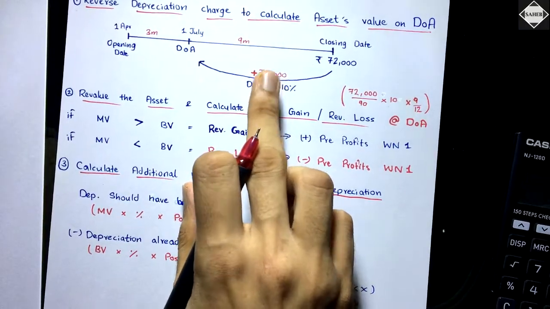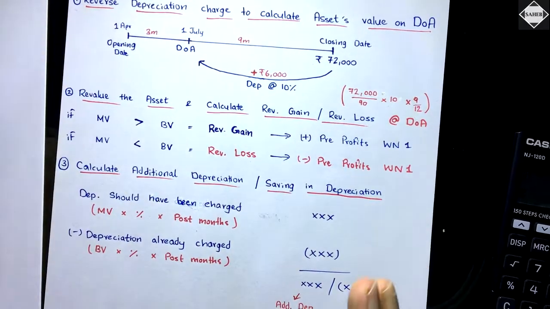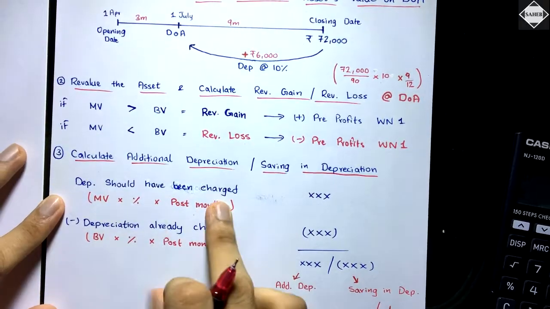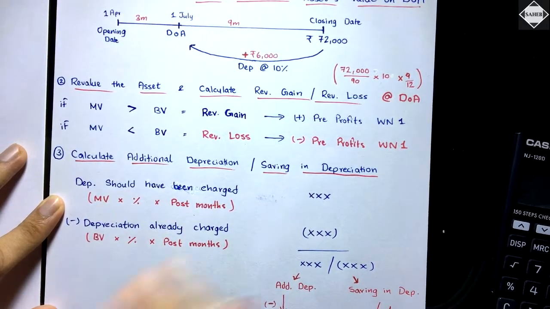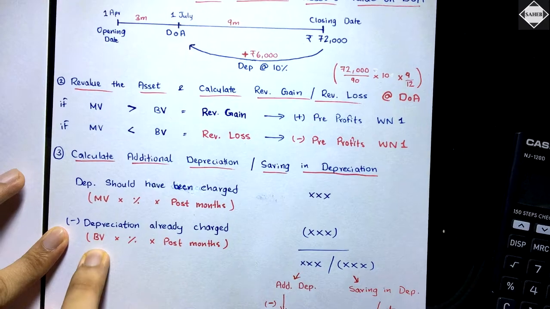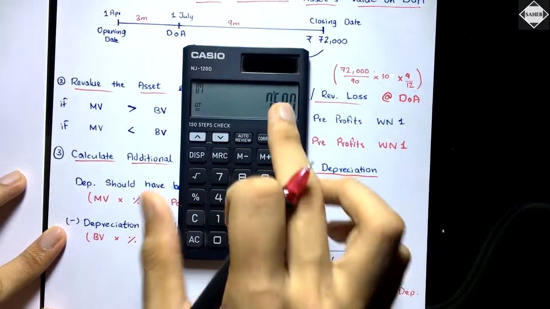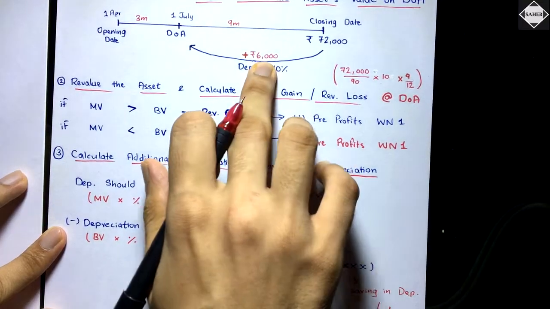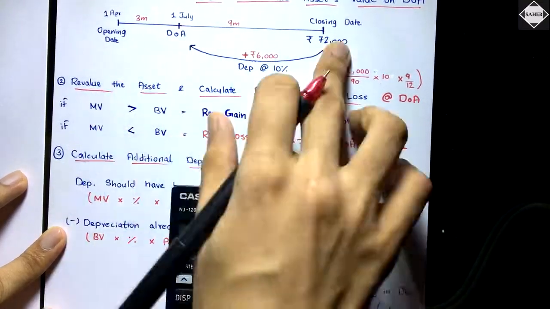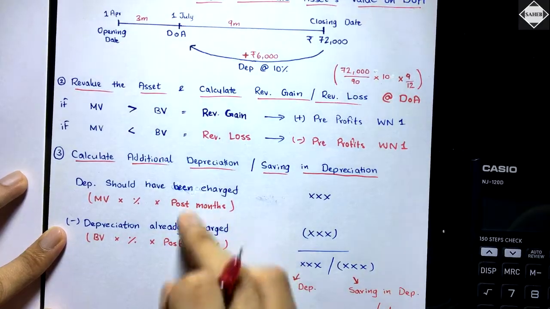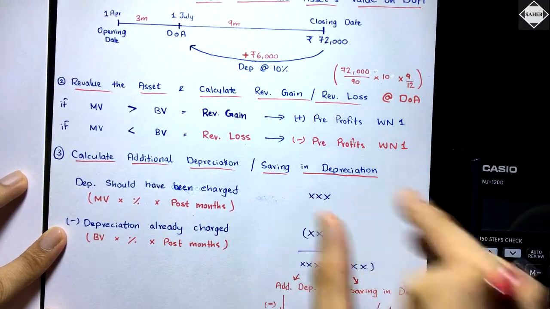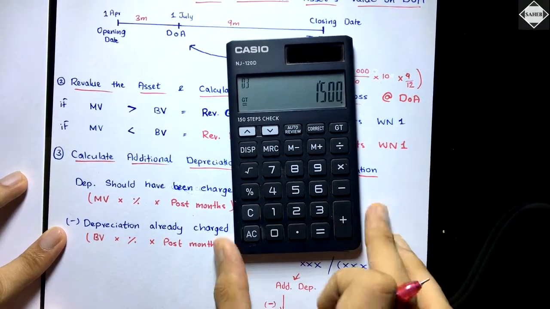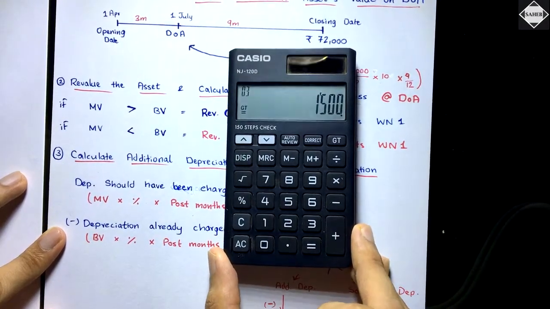The depreciation on the book value has already been charged in the subsidiary's financial statement. So you have to take that. Depreciation that should have been charged is on market value; already charged is on book value. So this is the market value depreciation. Book value depreciation, we already know, is 6,000 for 9 months. So just take that 6,000. So 7,500 minus 6,000 is equal to 1,500 additional depreciation.